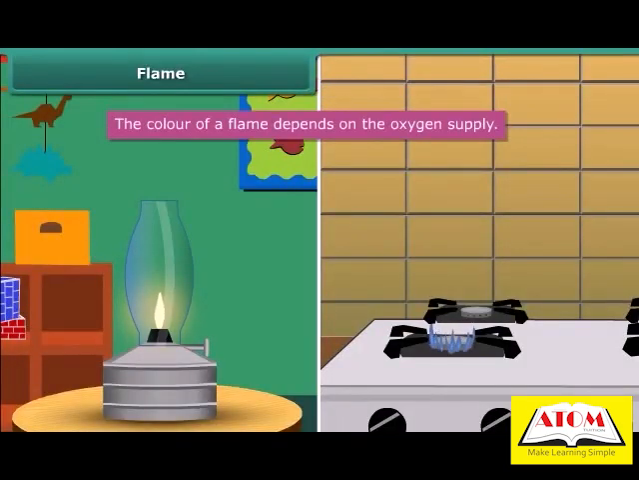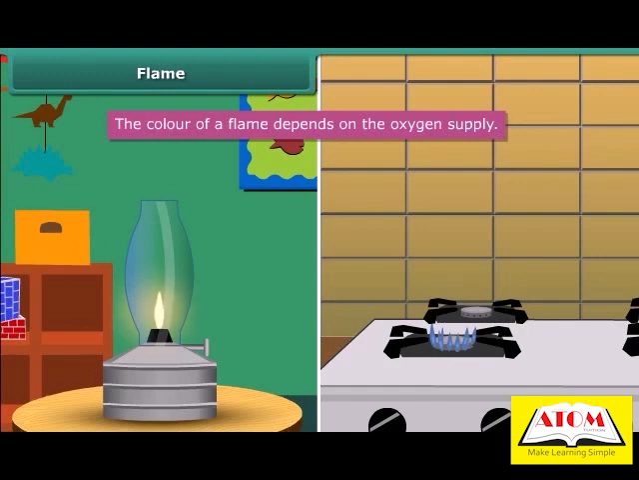When we look at the flame of a kerosene lamp, it is yellow in color, but the flame of a kitchen stove is blue. It is interesting to know that the color of a flame depends on the oxygen supply. If the oxygen supply is less, the flame will appear yellow due to incomplete combustion of fuel. And if it is more, the flame will appear blue due to complete combustion of fuel.